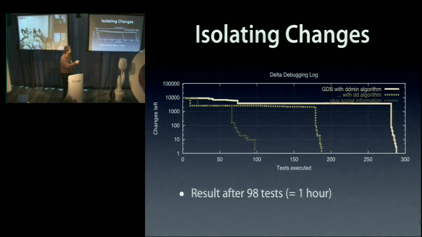And then all of a sudden, we have a large drop after approximately 60 tests. That's precisely the situation when half of the changes already suffice to make the failure occur again. And then it rapidly goes down and down until finally, after 98 tests, that's 1 hour on a regular PC. If you have a multi-core machine, say 16 cores, you can easily divide this by 16 because it's very easily parallelizable. So after 1 hour, what you get is the actual failure cause.